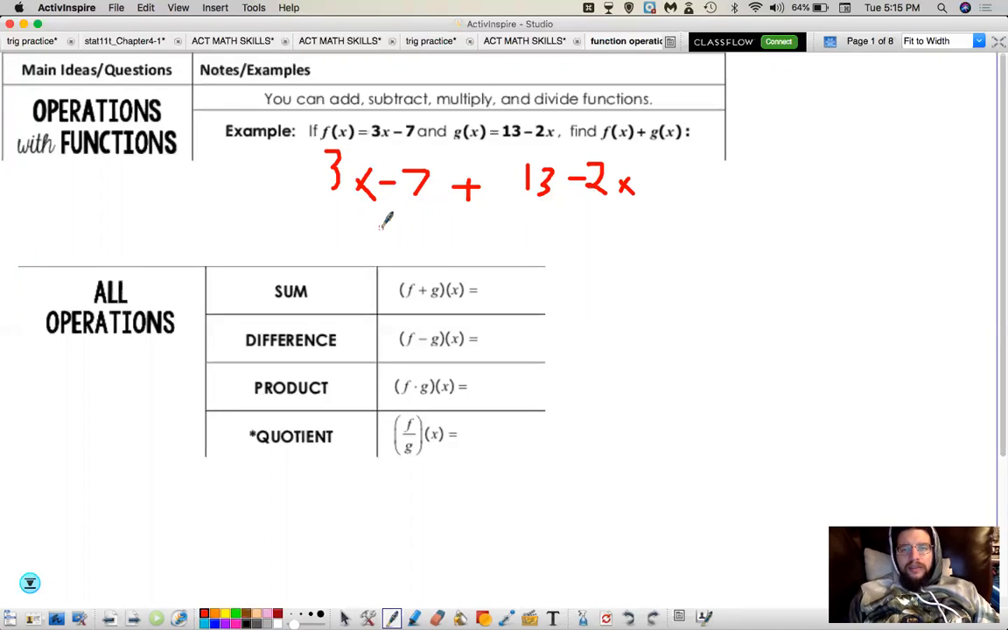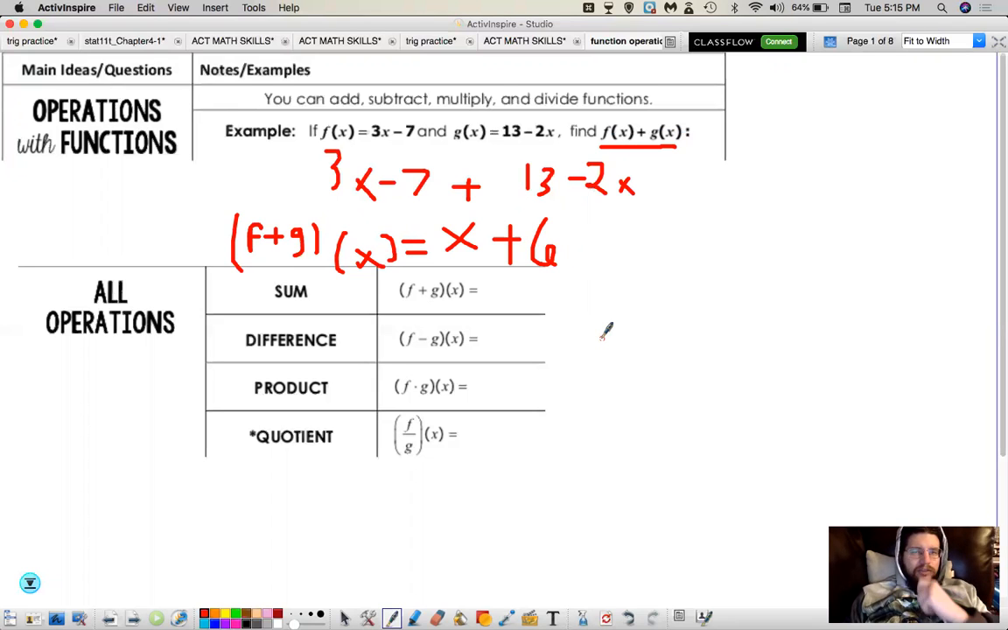And then, of course, we combine the like terms. And we get x plus 6. Now we notate this in a kind of shortcut way: f plus g of x. And that's what this is. So literally all you have to do to add functions together is combine like terms. Now here's your notations. This is f plus g of x. Well, that just means that's exactly what we did, f of x. I'm going to add g of x to it.